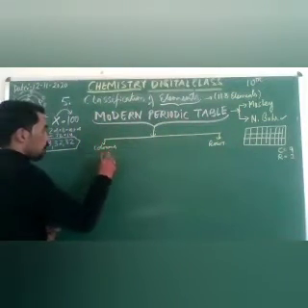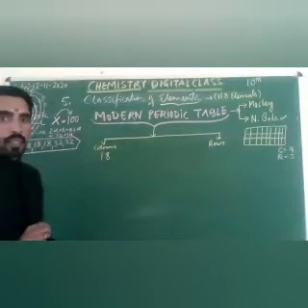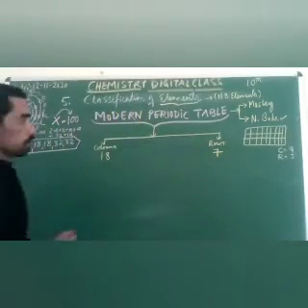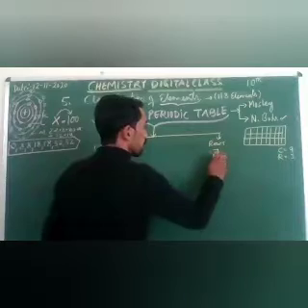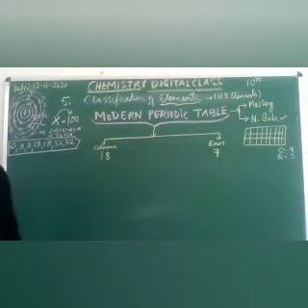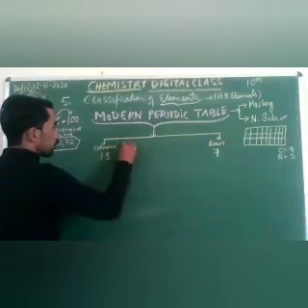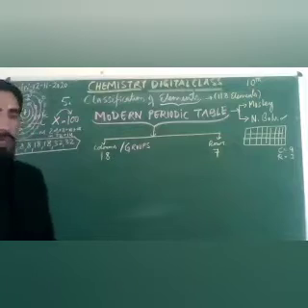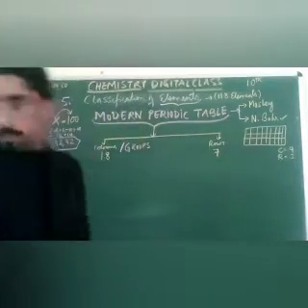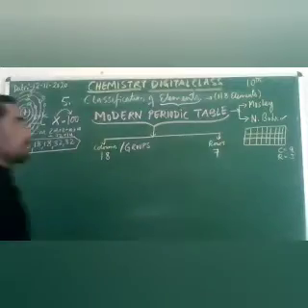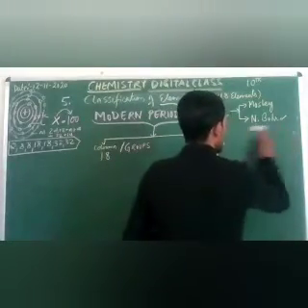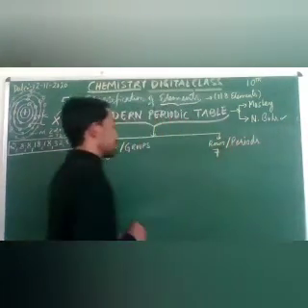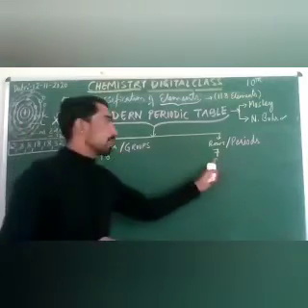So there are 18 columns and 7 rows. The 18 columns are known as groups. What do we call the columns? Groups. And the name of the rows? Periods. The name of a row is period. So there are 18 groups and 7 periods.